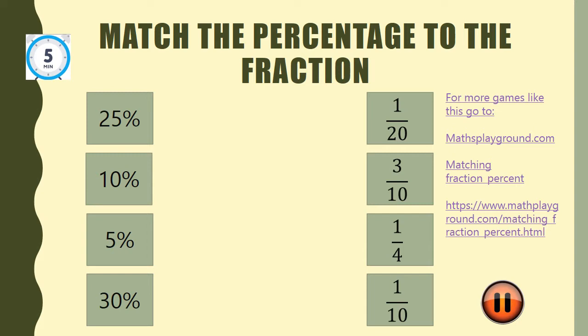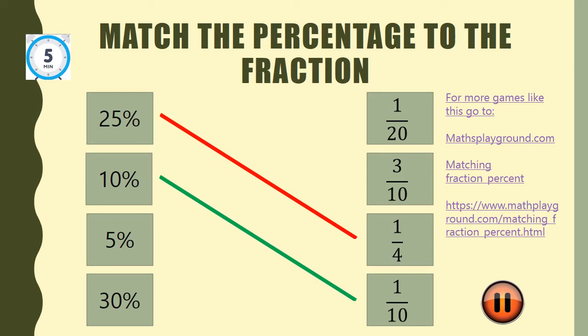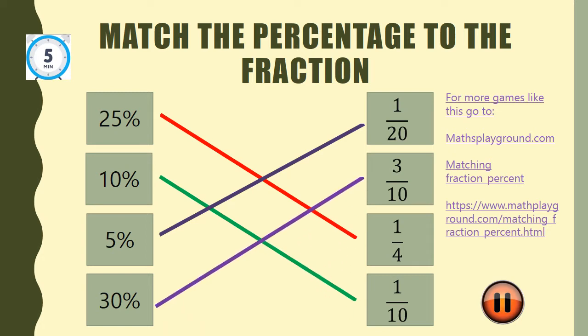And let's go through our answers. So 25% is the same as 1/4. 25 over 100 can be simplified because both numbers have a highest common factor of 25. 10% is the same as 1/10. 10 over 100 can be simplified to 1 over 10. 5% is the same as 1 over 20. So they both have a highest common factor of 5 if you do 5 over 100. And 30% can be simplified to 3/10. Okay, so well done if you managed to get all of those.